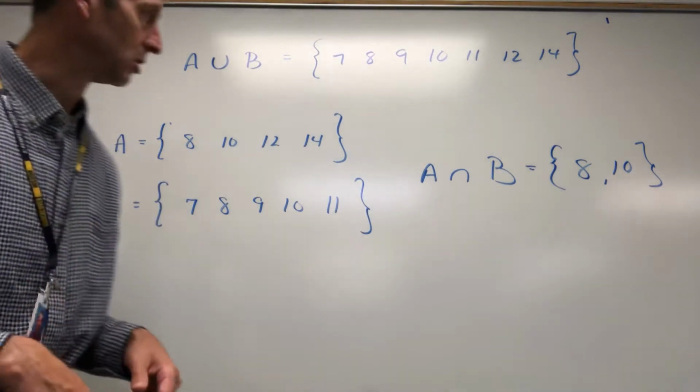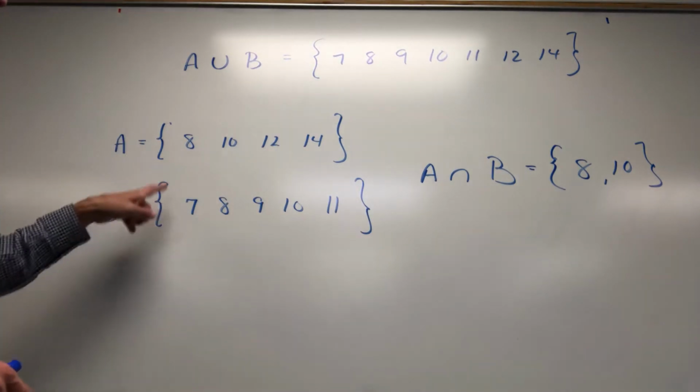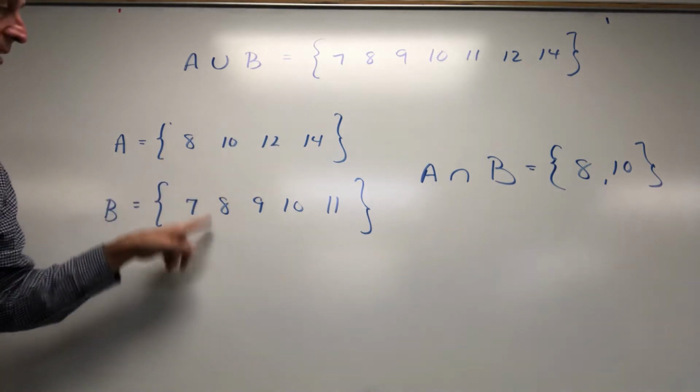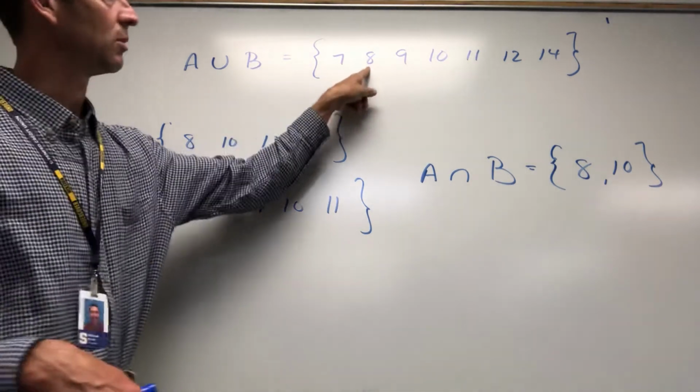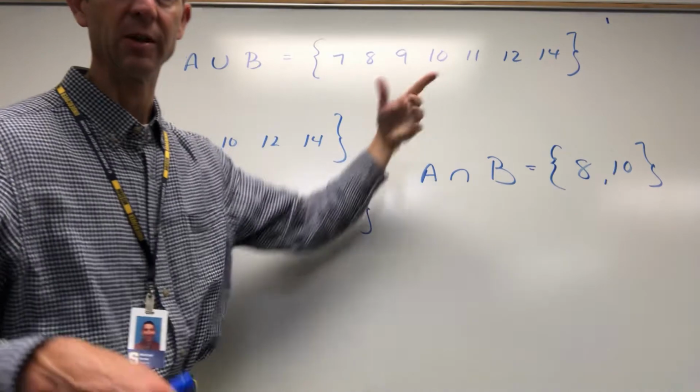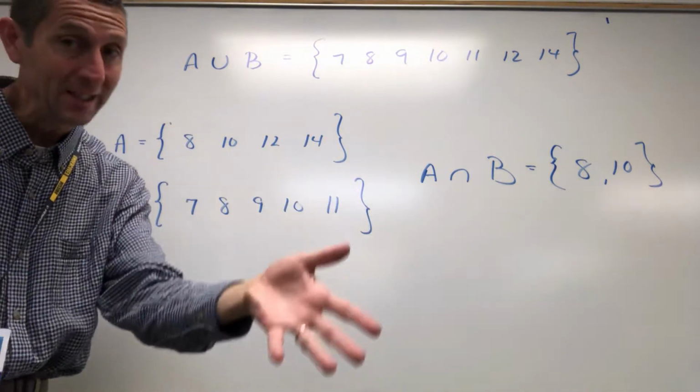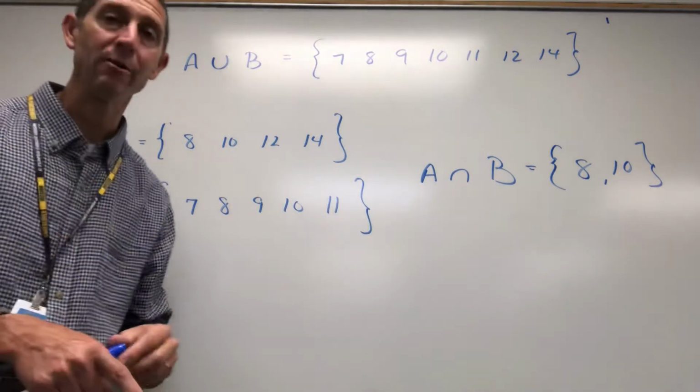Oh, and one other thing on the union, you don't have to repeat yourself. So when we did all of them, notice how you have an 8 and an 8 and a 10 and a 10. You only write it one time. So that's union and intersection, the easier problems. It gets a little harder with these graphs.